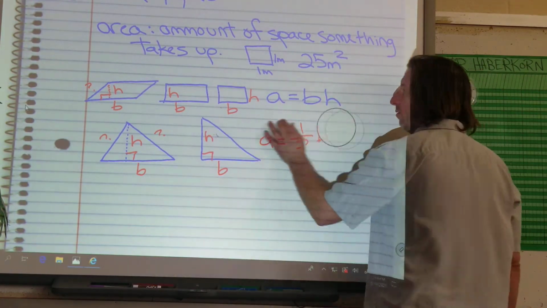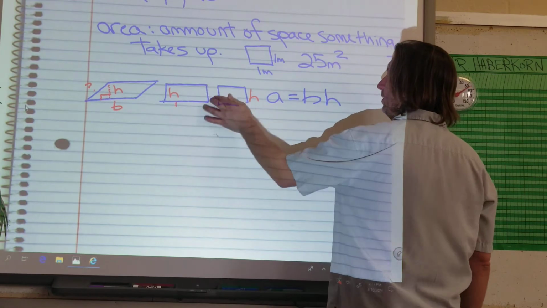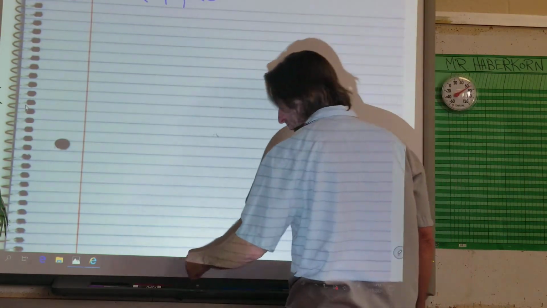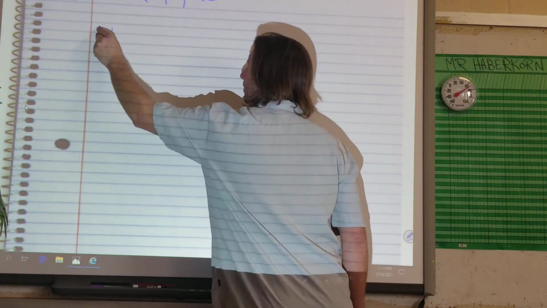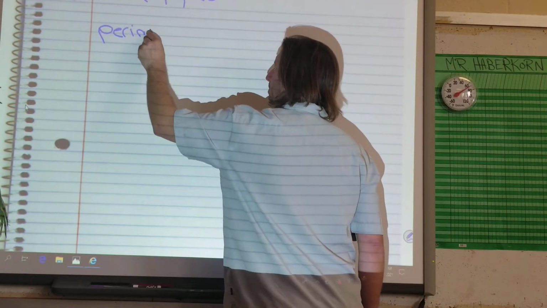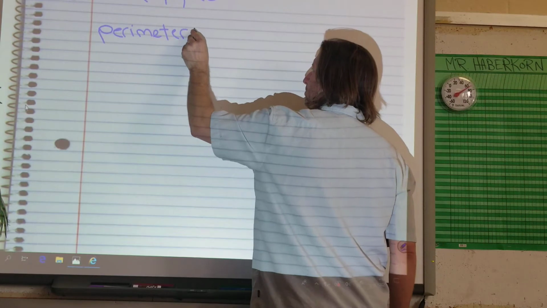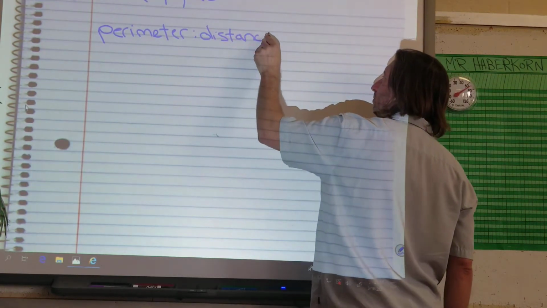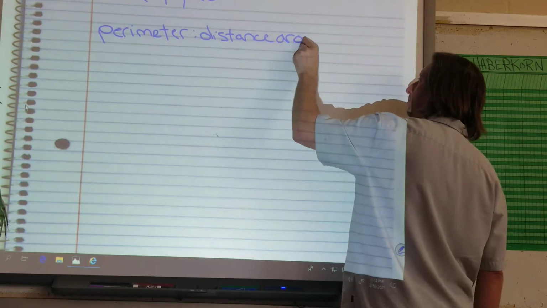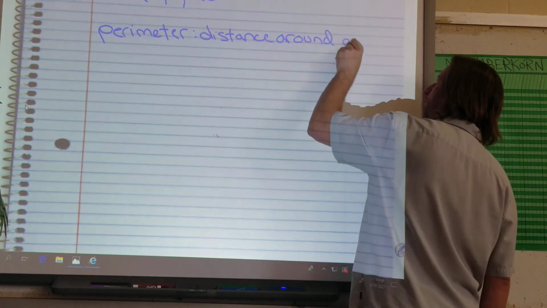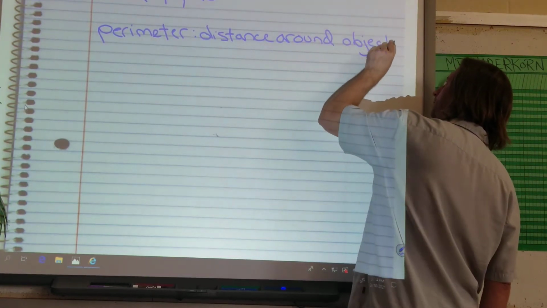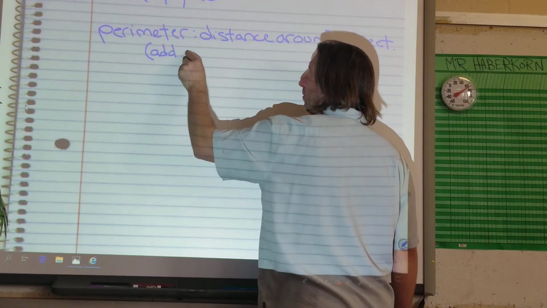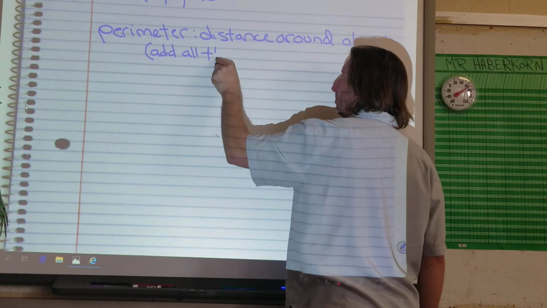All right, so the other thing that we've been talking about is perimeter. And this is the distance around an object. So basically you add all the outsides.